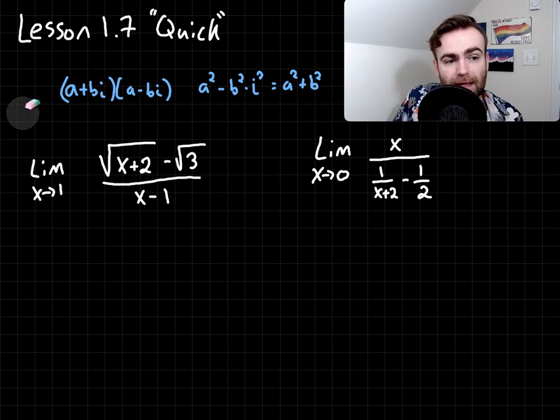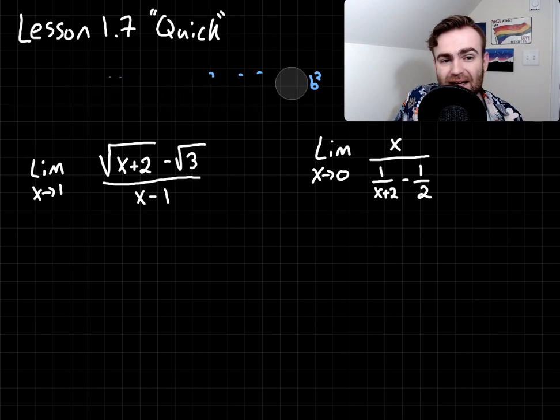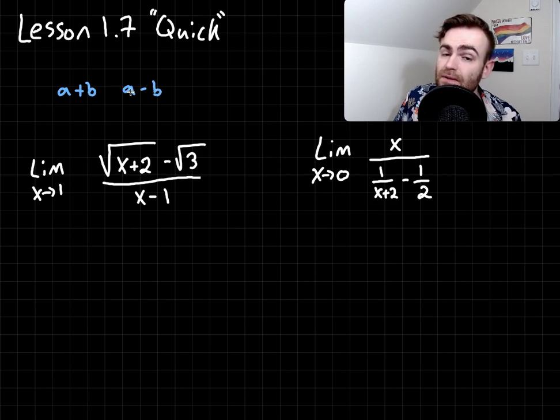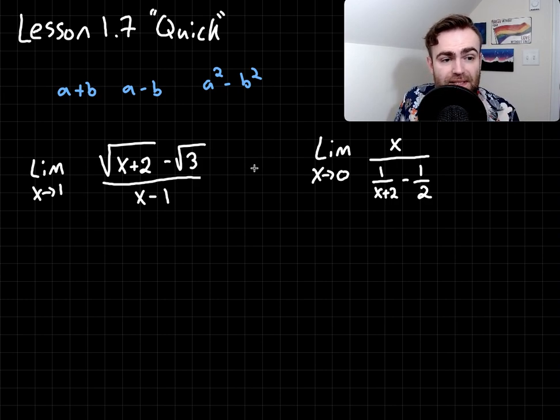So, instead of using a plus bi and a minus bi, we can use the conjugates a plus b and a minus b, because when I multiply these two together, I get the difference of squares. I get a squared minus b squared. So let's use something similar here, and let's just see what happens.